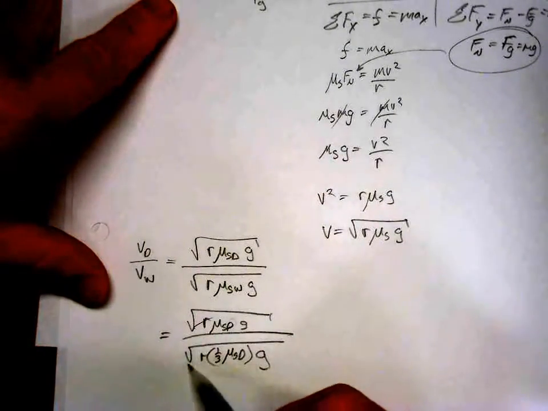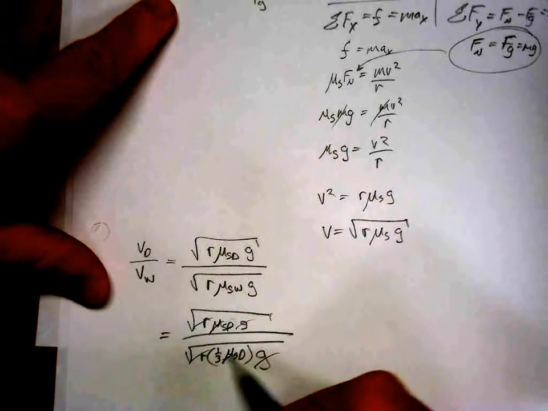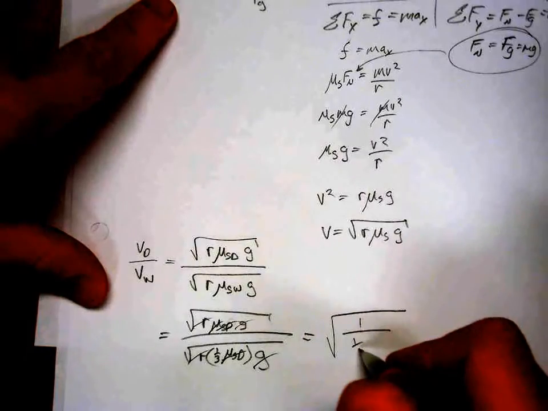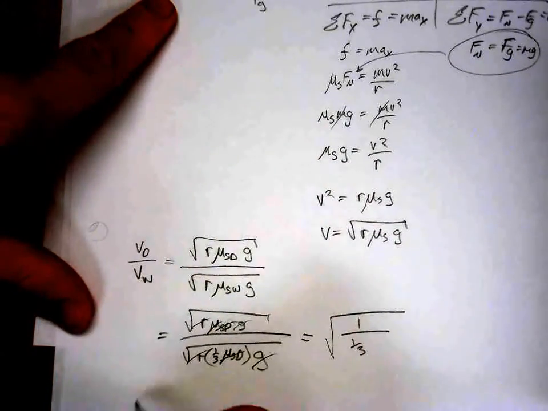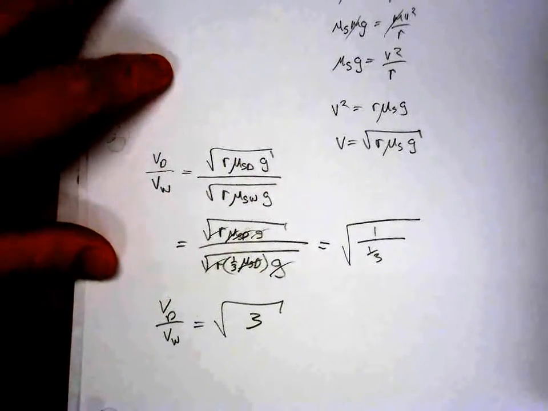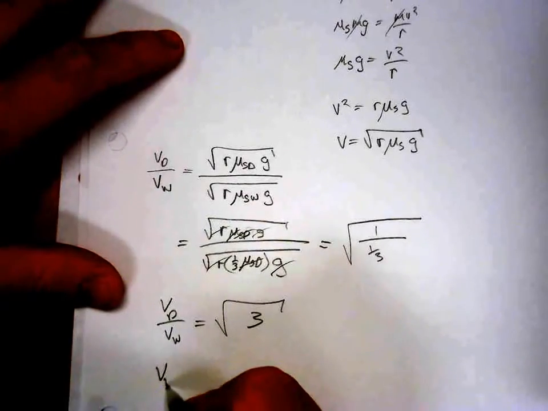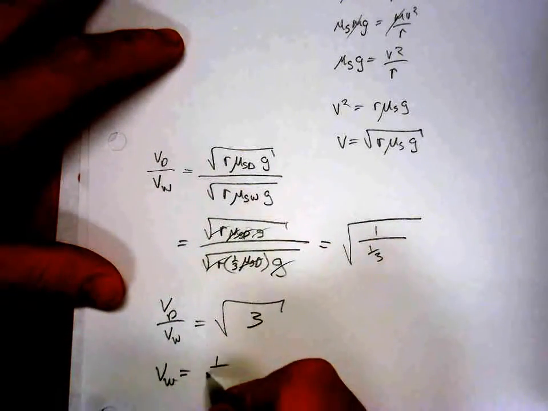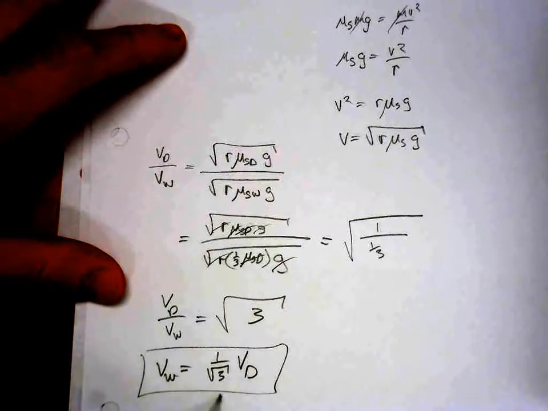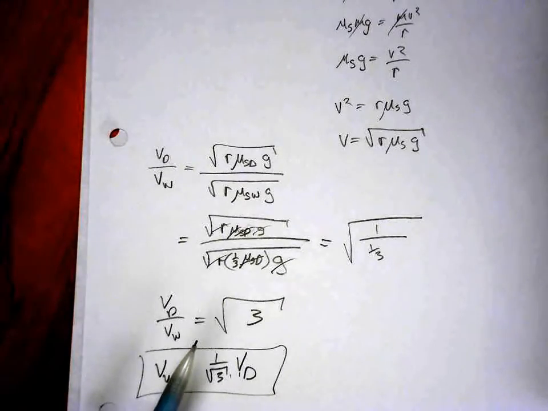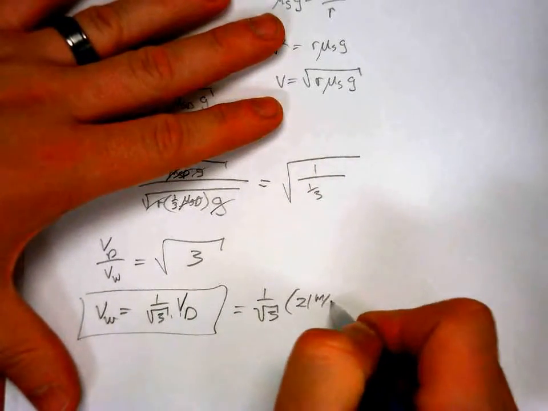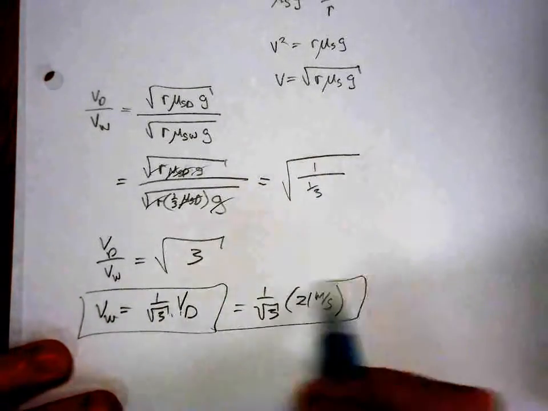So you notice that r's cancel, g's cancel, mu s cancels. Well, that's mu s dry in each case. So this equals the square root of 1 over 1/3. That 1/3 is the only thing left. Or I can say v dry over v wet equals square root of 3. Or you could say the velocity when wet is 1 over square root of 3 times the velocity when dry. So your speed must be reduced by a factor of 1 over the square root of 3. Of course, you could plug that in and say 1 over the square root of 3 times 21 meters per second. I don't have that calculated, but you can calculate that number out.